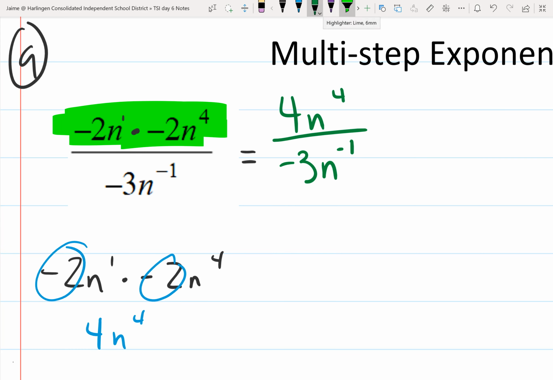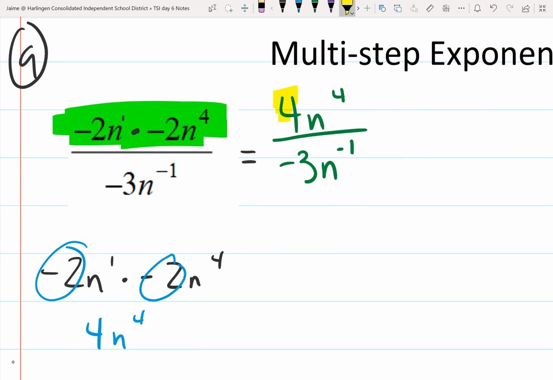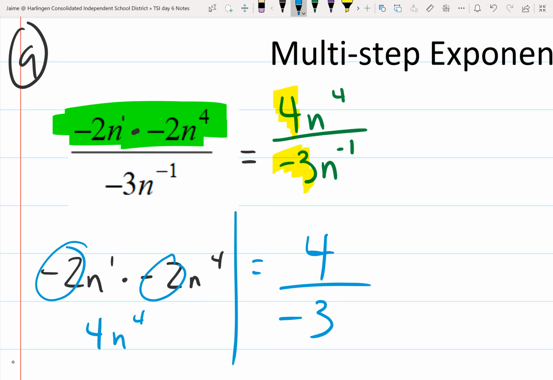Now, we have a 4 and we have a negative 3. Can we reduce those numbers? No, you cannot divide 4 and negative 3. So then your answer will be 4 with a negative 3, right? You can put the negative on top if you want.